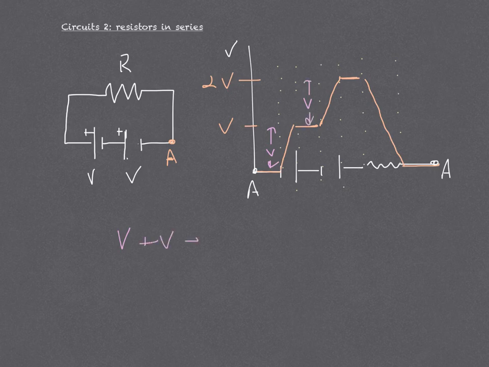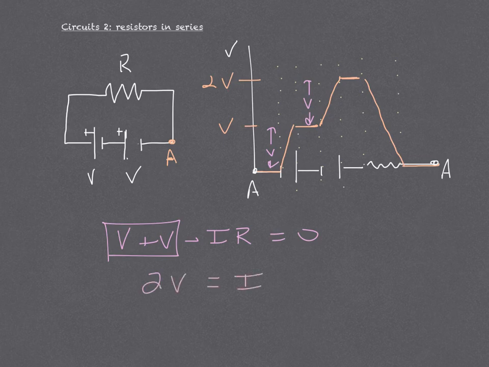And then minus the current times that resistor equals 0. All right, so it still resembles Ohm's law. It'll be the total voltage, which will be 2V, is equal to I times R. So if our batteries were equal to 9 volts, we would just have 18 volts causing the current to flow. And that V is the unit, not the variable V.